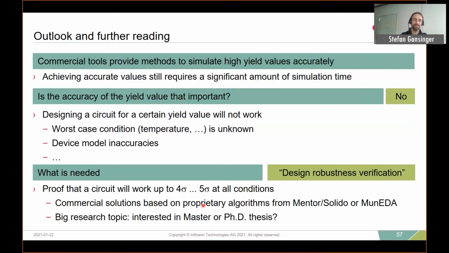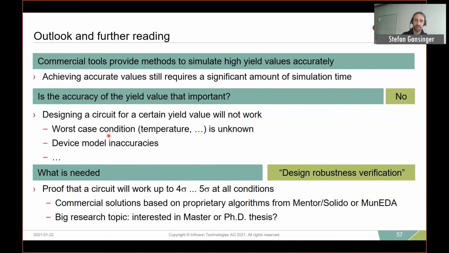I think this, especially in the future, will get quite important. Because in the end, we want to verify that our designs will work already before we go into production. And this is what we need to do this. And I would say there are not so many products available.